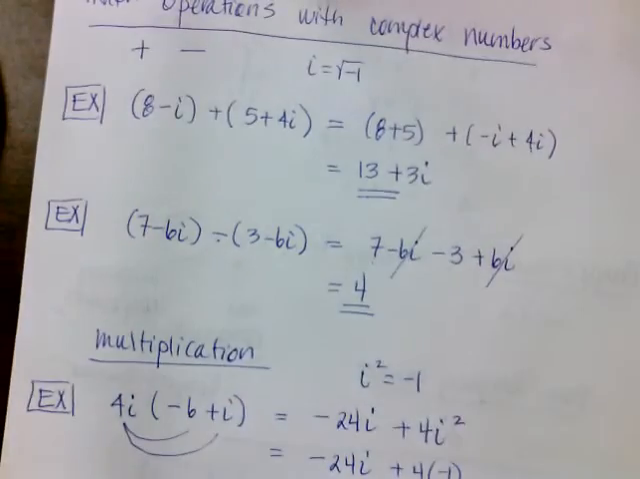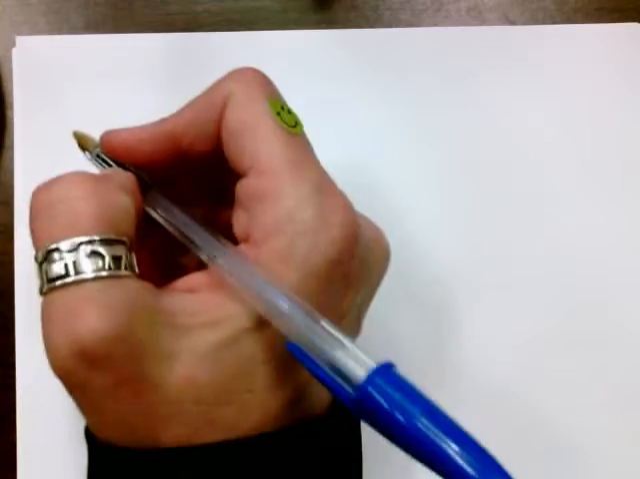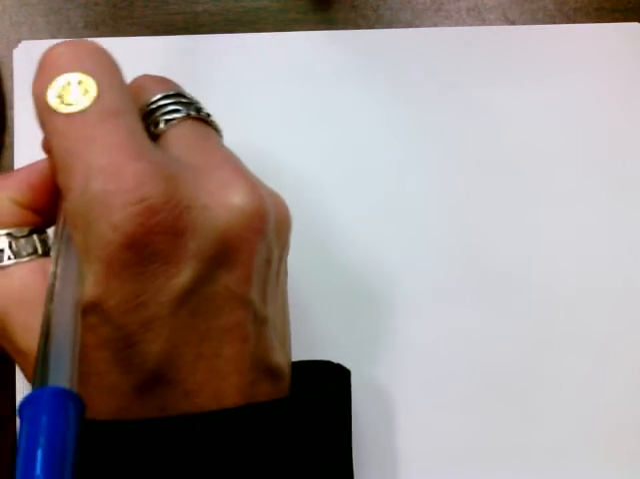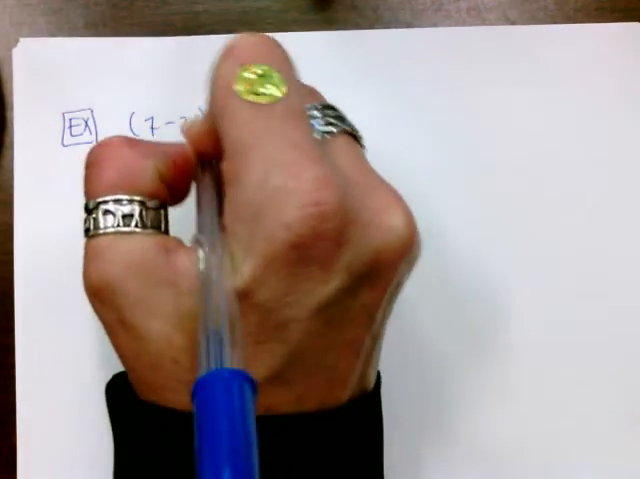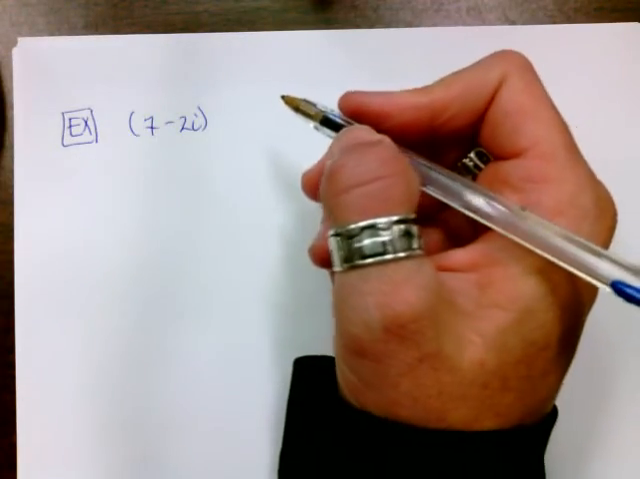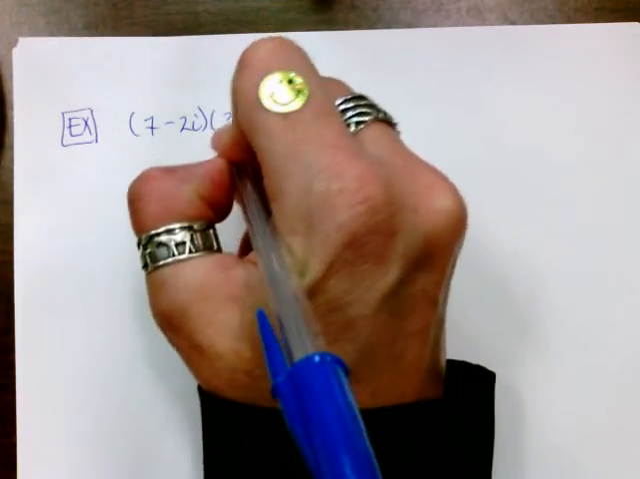All right, you're almost done. I have one more example of the multiplication that we just did, and then I'm going to give you your problems. All right, so here's your last example. And again, it's going to be our multiplication. So I have 7 minus 2i, and I'm going to multiply that by 3 plus 4i.